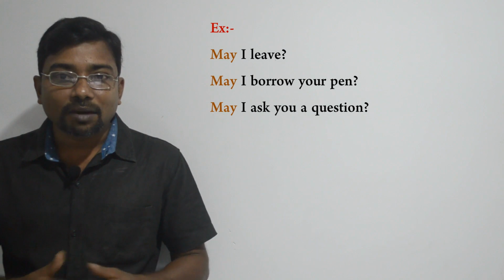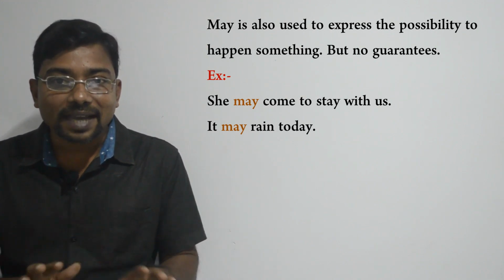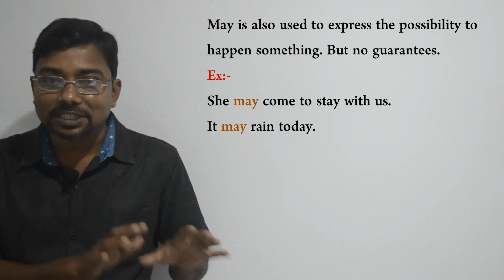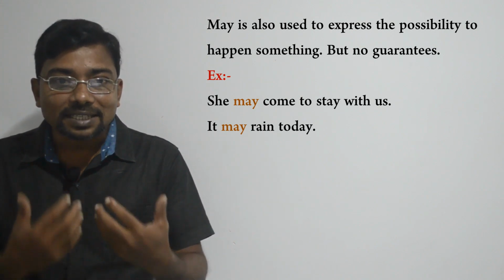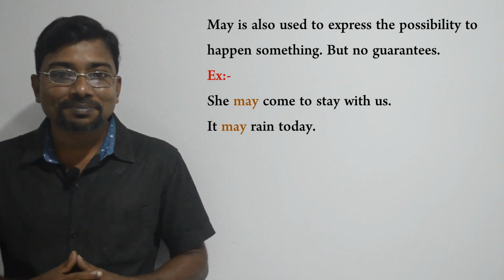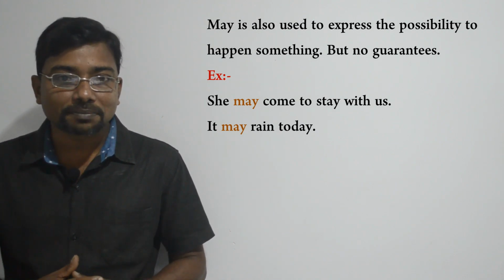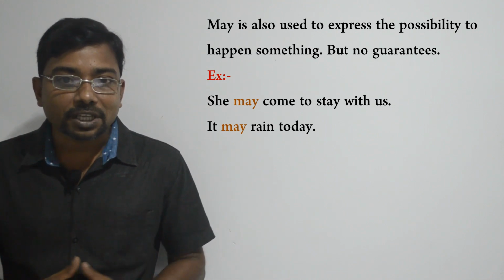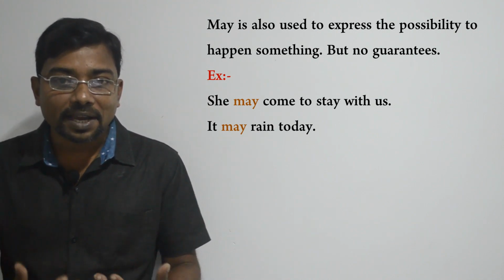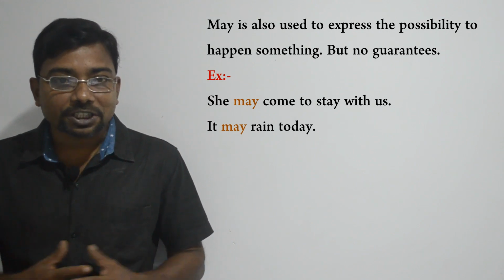Now let's look at another usage of the word may. We can also use may to denote the possibility of something happening, but it does not guarantee the certainty of it happening. It implies there is a possibility that something will happen, but no guarantees. Let's go through some examples. Look at this example. She may come to stay with us. It may rain today.